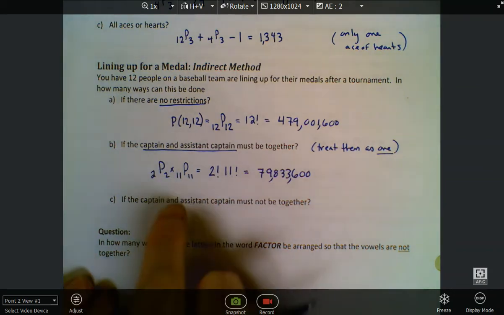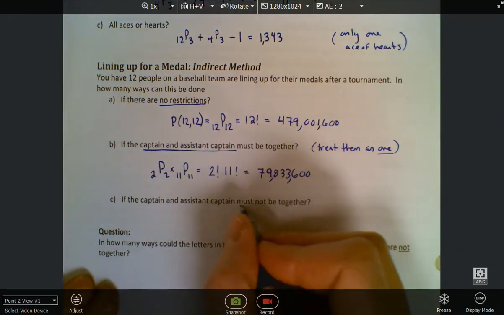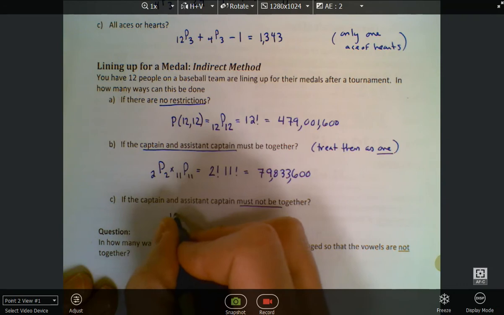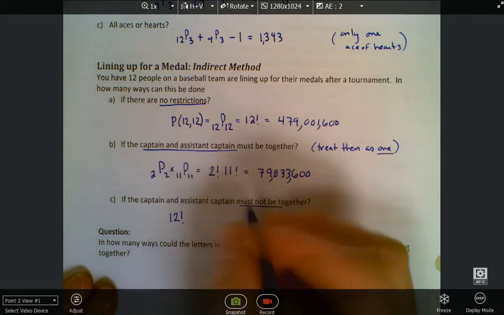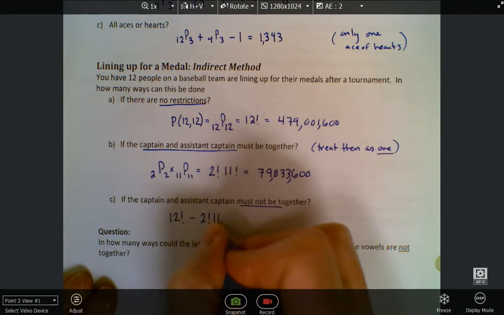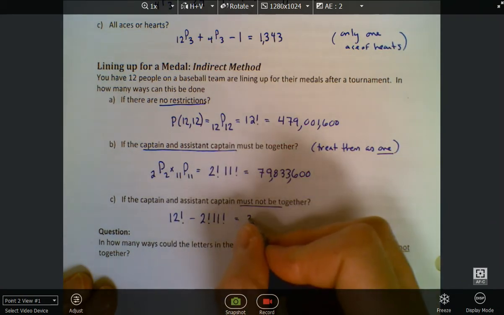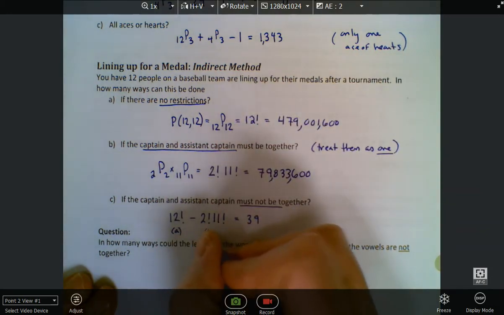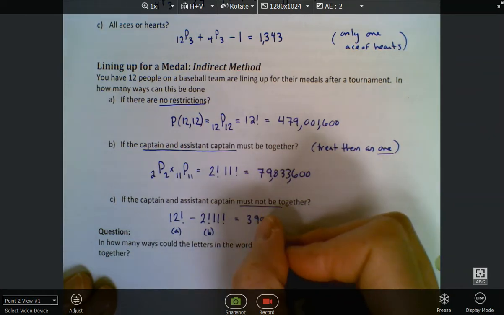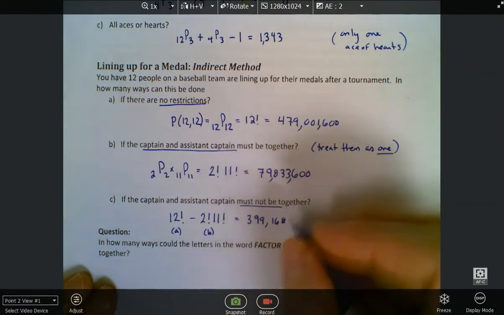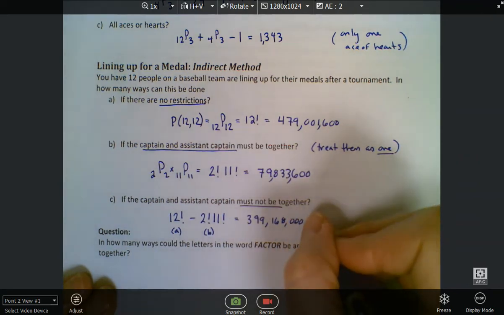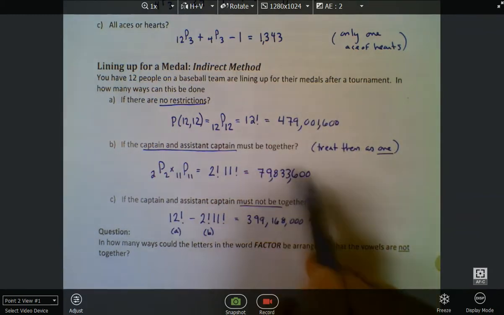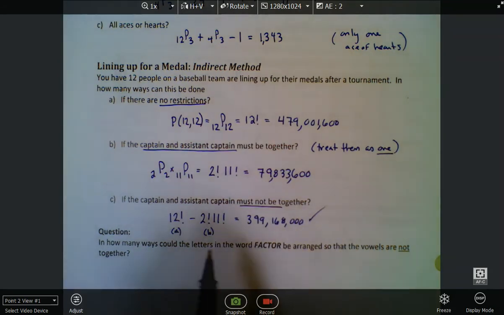Alright, if the captain and the assistant captain must not be together. Okay, well, let's just take the total number of ways of arranging all the people individually, and subtract when they are together. That's simply it. So we took part A, subtracted part B, and we get the result for how many arrangements there are where they are not together. And that makes sense because this contains the total, this contains a subset of that, and therefore what's left over is when they're not together.